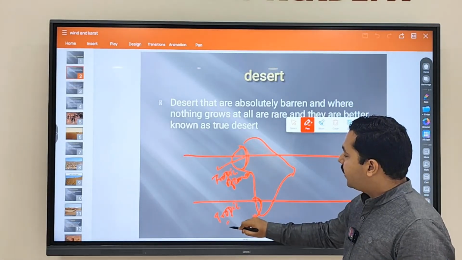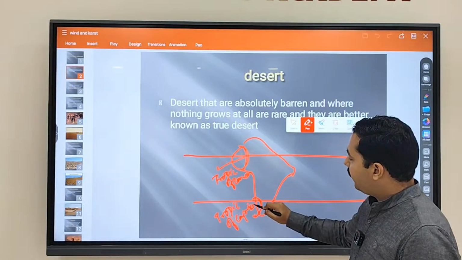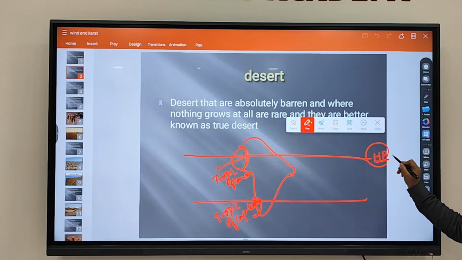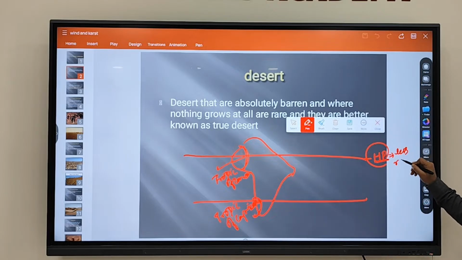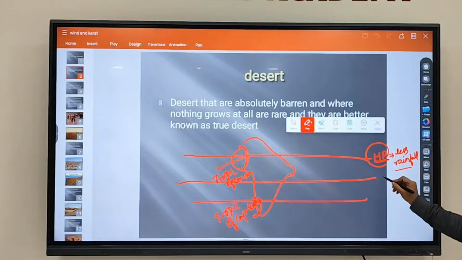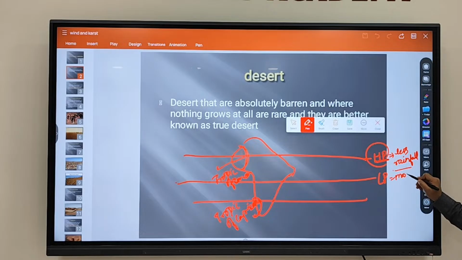Now, what is the reason you find deserts over here? One reason is that in this region there is high pressure. In the tropics, whether Tropic of Cancer or Tropic of Capricorn, you find high pressure. This high pressure is responsible for less rainfall, while the equator has low pressure, which is responsible for more rainfall.